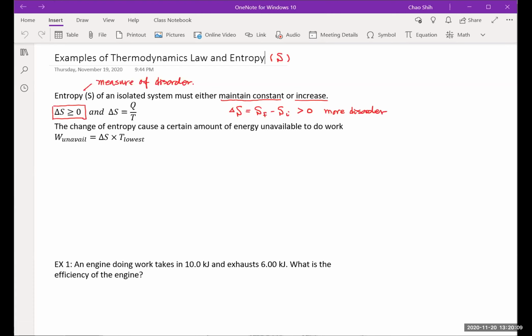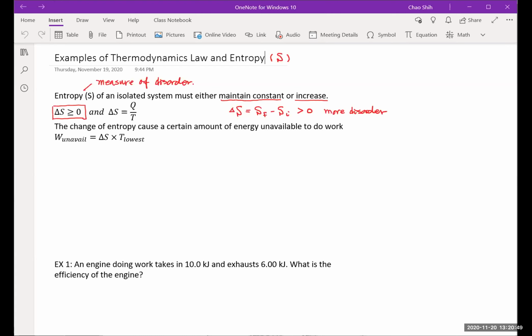Okay, if that equals 0, that means the initial disorder and the final disorder are the same, and that maintains a constant. So entropy in nature has to be greater than or equal to 0. But if you look at individual components, if you have two things and they exchange heat, one of the objects might have a change of entropy less than 0. However, the change of entropy that we're looking at here means the total change of entropy.